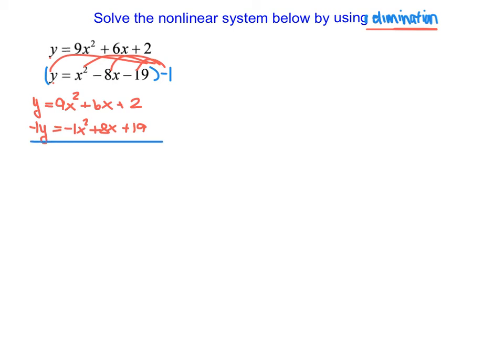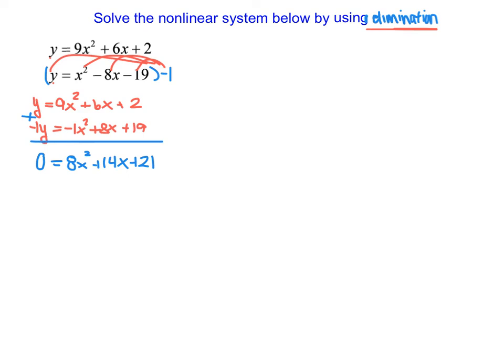So if I add straight down here, I get 0 here because y plus negative 1y is 0, equals 9x squared and negative 1x squared is 8x squared. And then we get plus 14x plus 21. So I was pretty easily able to use elimination to eliminate that y variable right on out of the equation.